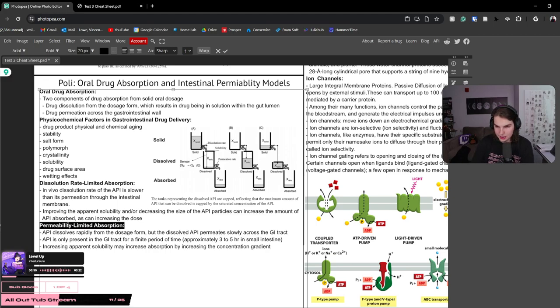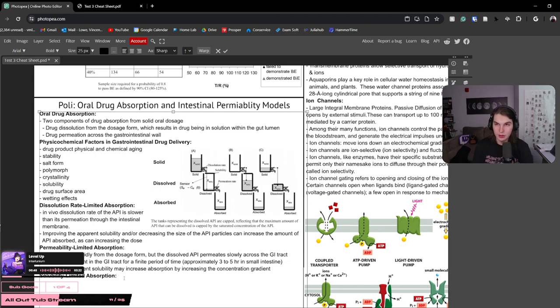Another factor is solubility. If we're talking about solubility, dissolution, and permeability, there's a lot that goes into it. This one is solubility limited. Solubility limited absorption, chat.